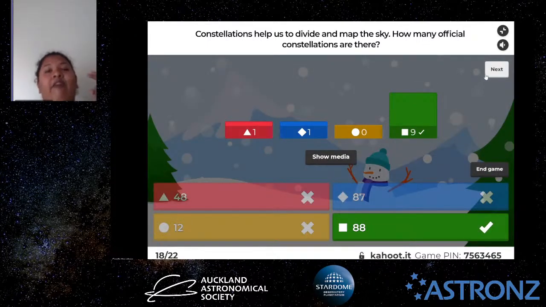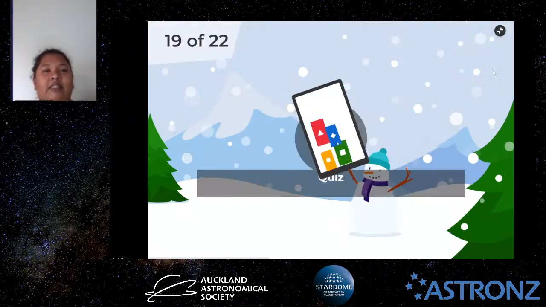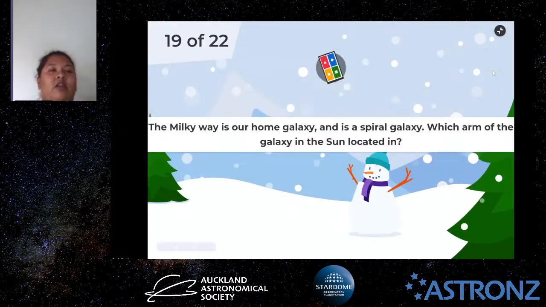Great work. We have 88 official constellations. Those are the 88 territories or regions that we split the sky up into. So great job if you did get that one correct. Let's see how we're going. The leaderboard hasn't changed. We're still sitting with the same top 5. Let's see if it changes with the next question.